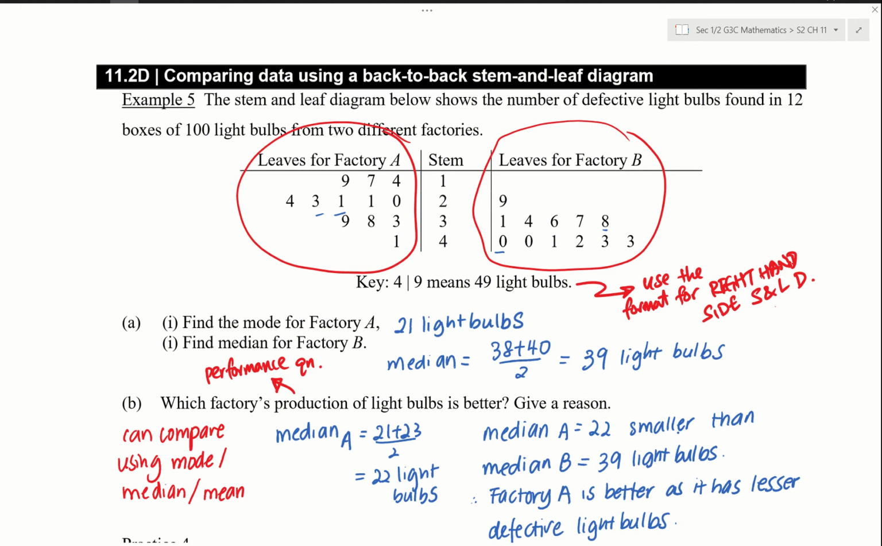Okay, that's what they have done. So median for A, median for B, then you give an explanation. You write down the values, then you compare. Median of A is smaller than the other value, that is the comparison. Then you have the conclusion. A is better as it has fewer defective light bulbs. Okay? So now, copy this out.